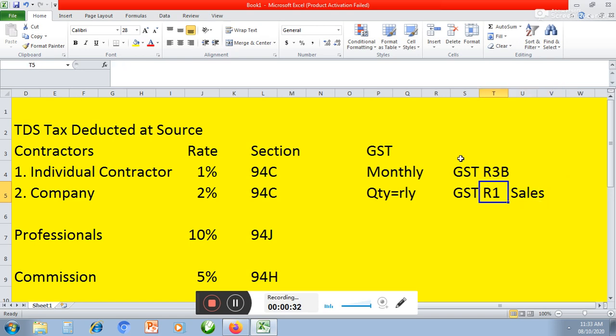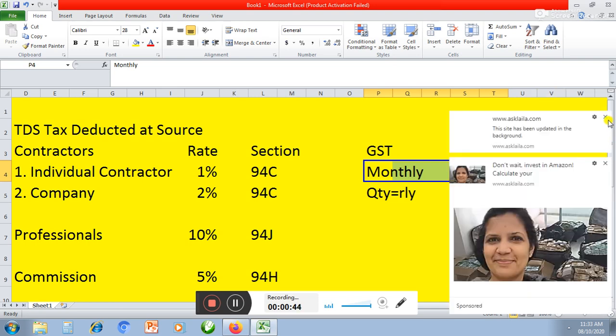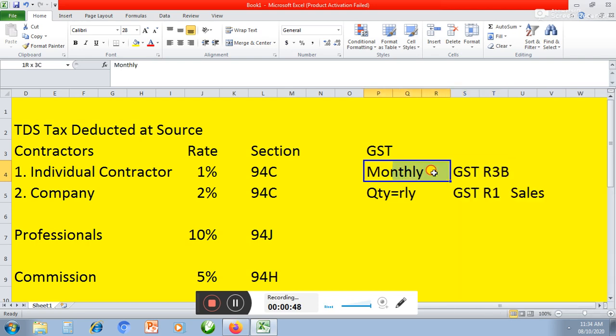This GST R1 is sales, we have to upload all the sales details, like B2B, B2C and all that. And GST R3B, this return we are filing after making the payment of GST. In that return we are showing how much is your output and how much is your input, only that. In the quarterly return, B2B sale, B2C sale, everything we have to show under this.